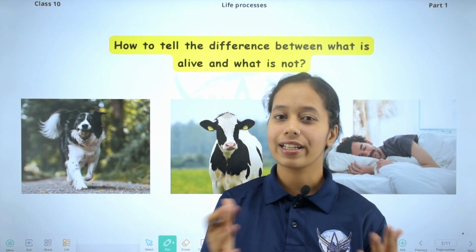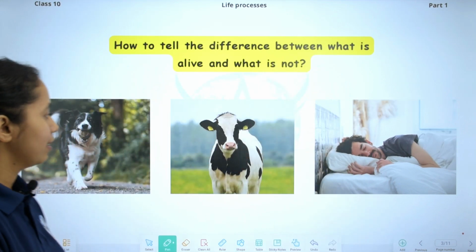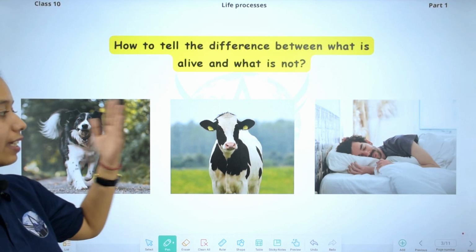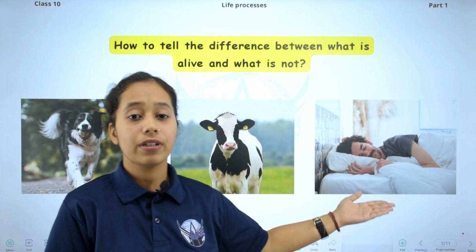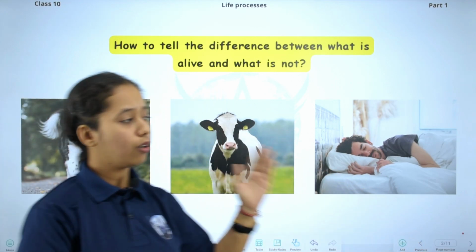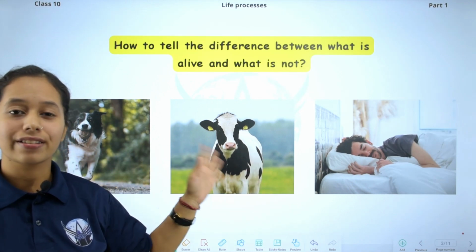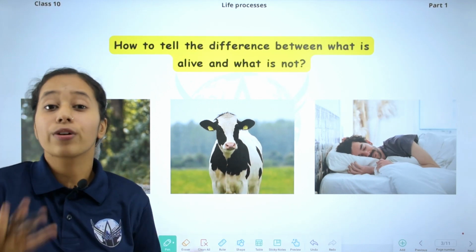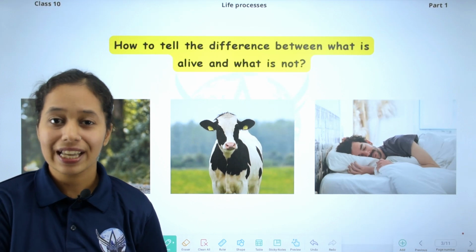And here I have a few examples as well. First we have a dog, second we have a cow, and third we have a person, a living being. So all these three are what? All these three are living things, living organisms. These are living beings, yes.